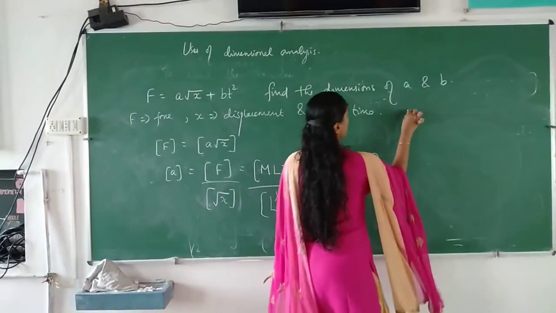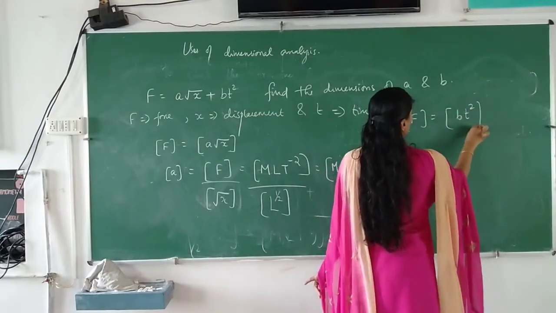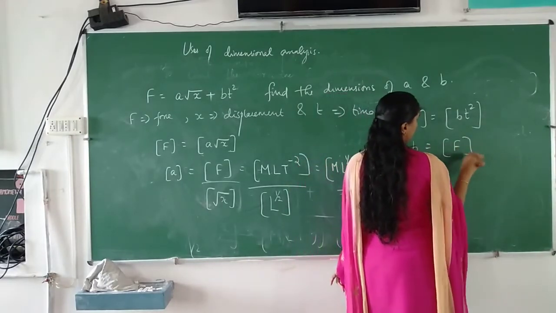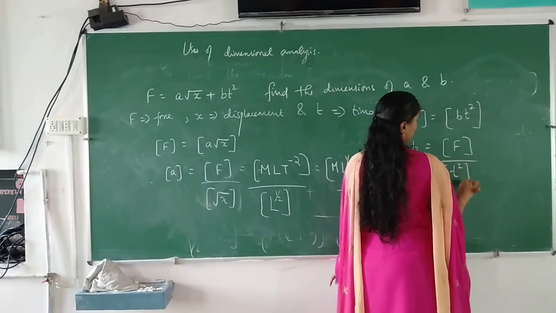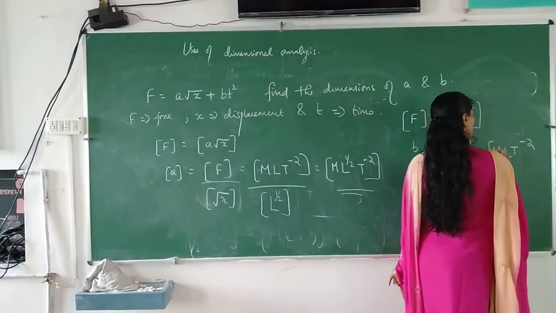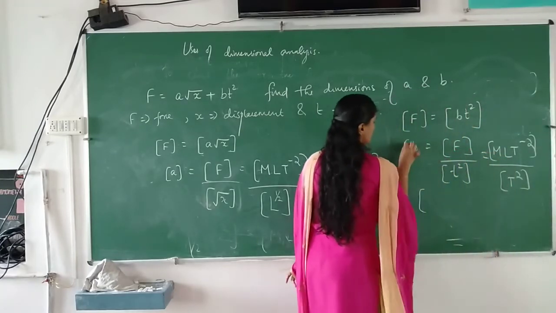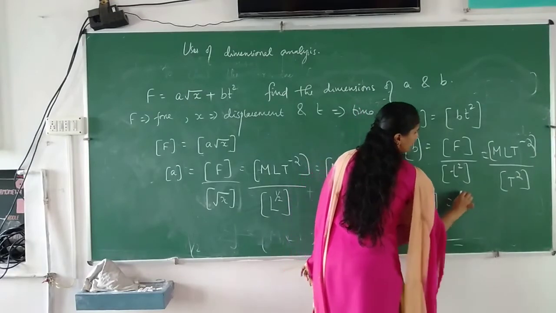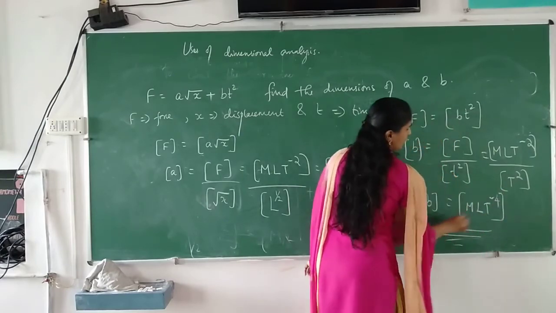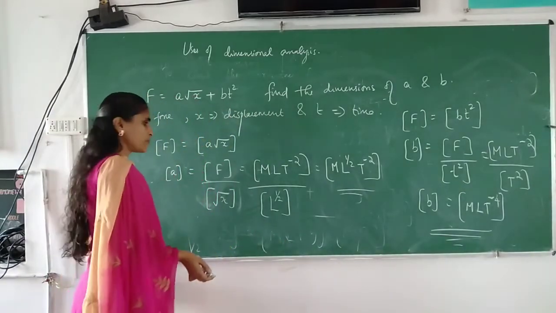Similarly, you can find the dimension of B. How? Same way, you can write dimension of F is equal to dimension of B, or B is equal to dimension of F divided by dimension of t square. So what's the dimension of F? M L T raised to minus 2 divided by T square. So you will get dimension of B is equal to M L T raised to minus 4. Okay, is it clear? So one more example we will discuss.